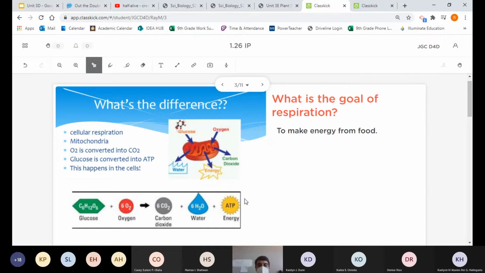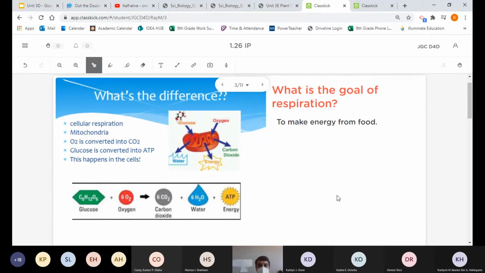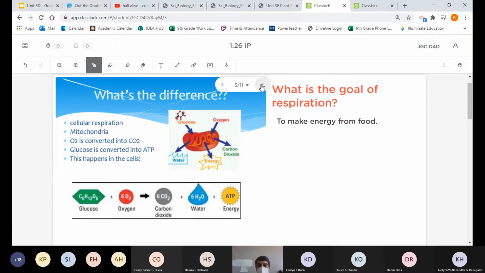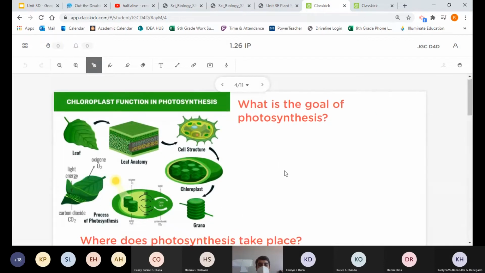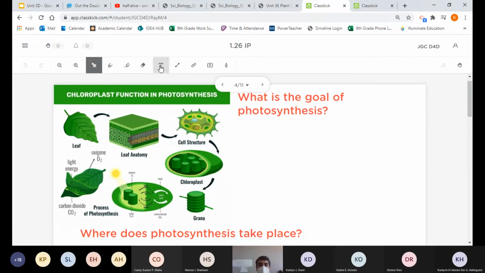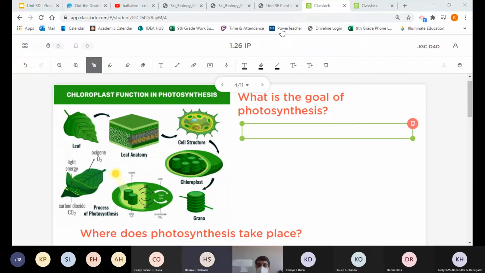Okay. Simple stuff, right? Not too complicated. Alrighty, let's move on. So we talked about respiration then. Respiration is making energy from food. Can someone tell me what is the goal of photosynthesis? If the goal of respiration is to make energy from food, what is the goal of photosynthesis? To use food as energy? Close, but not quite there. Casey, you're halfway there. Casey says to make food from energy.